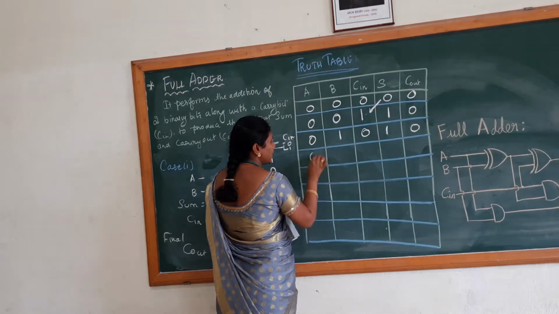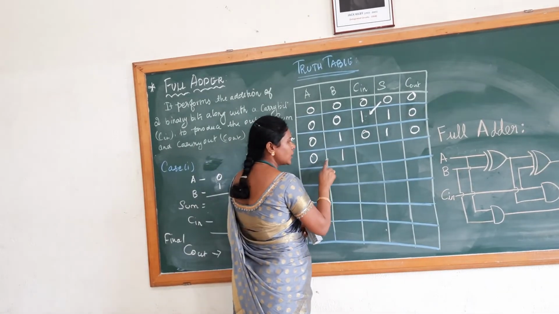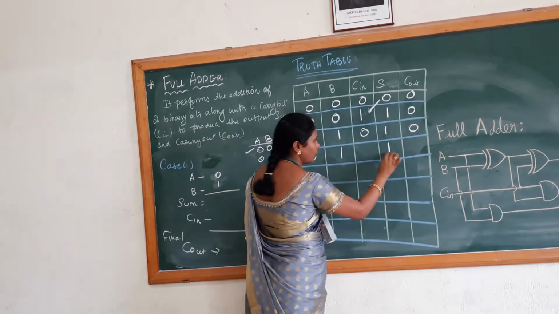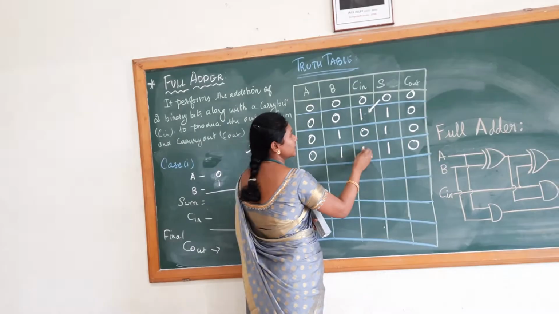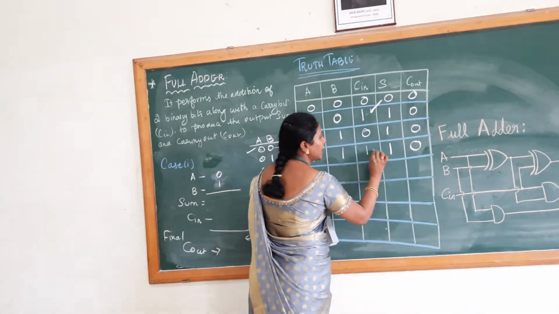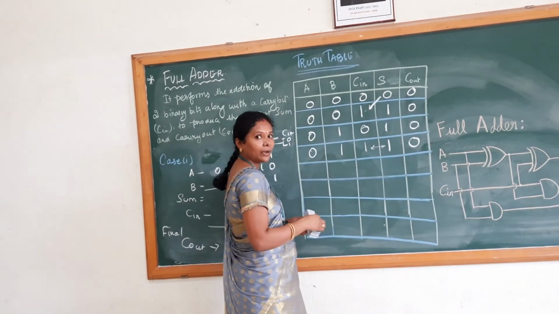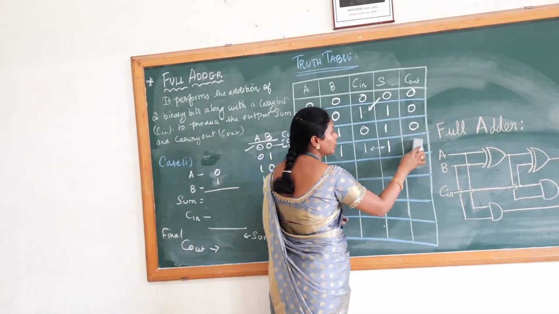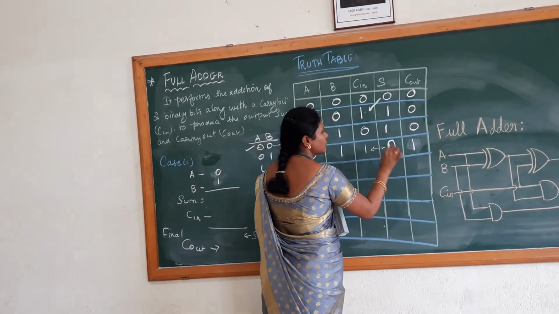Suppose for the same case 0 1, what will be the addition? 0 plus 1 is initially 1, carry out will be 0. Suppose the previous carry generated is 1. What will happen? It will perform the addition between these two. So 1 plus 1, what will happen? A carry bit would be generated and the sum would be changed to 0.